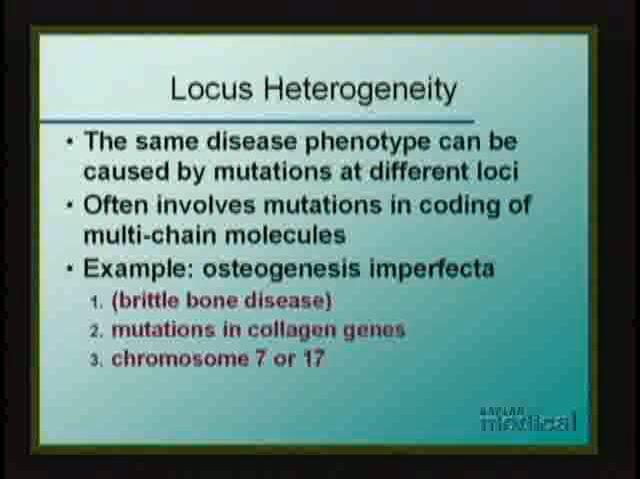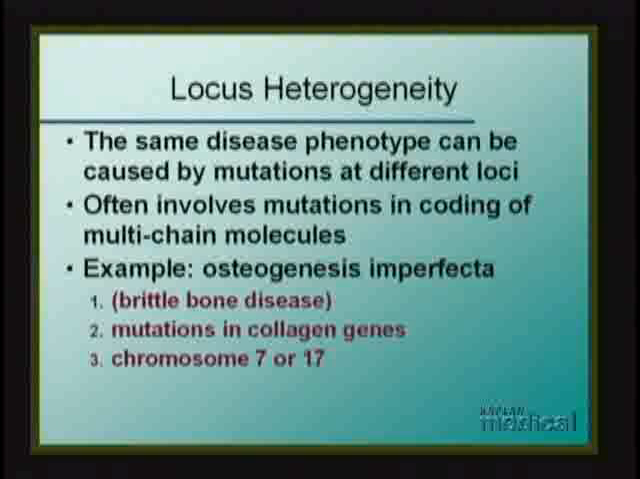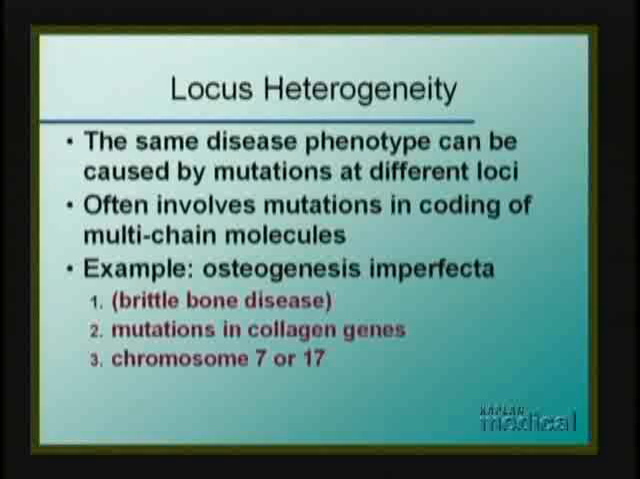A good example is osteogenesis imperfecta, or brittle bone disease. On your exam, you may see this as a little clinical vignette that describes a child that has multiple broken bones in its first few months of life, maybe some skeletal deformities. And another thing to look for is blue sclera. That is, the whites of the eyes actually appear blue in this disease.